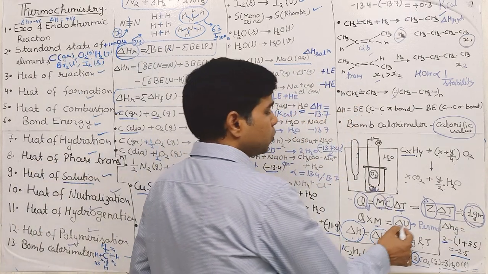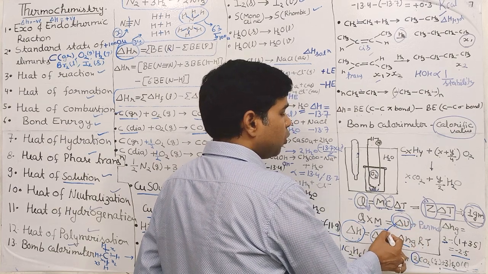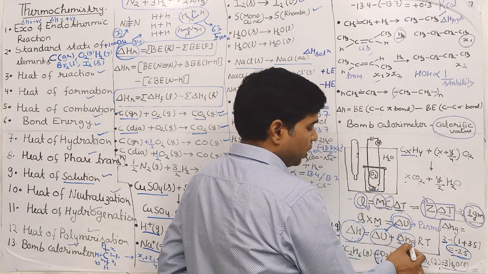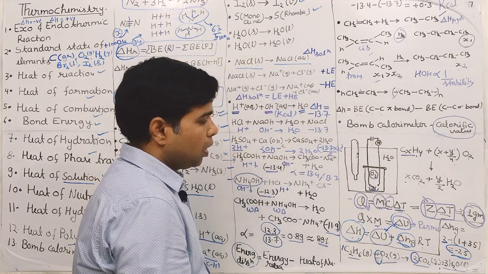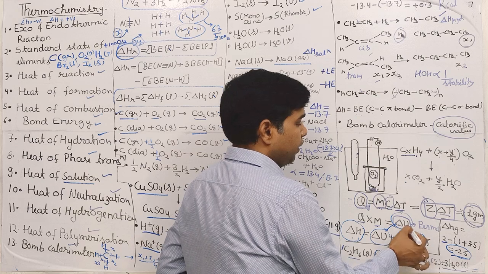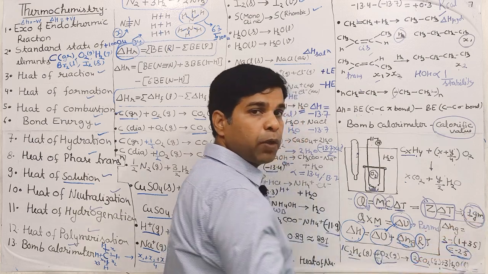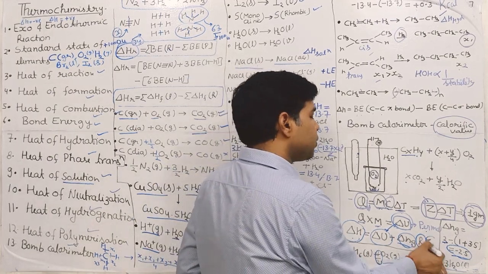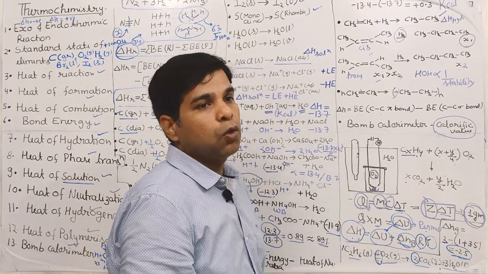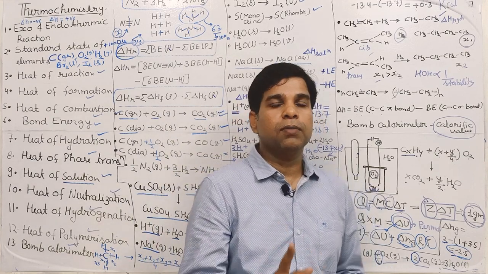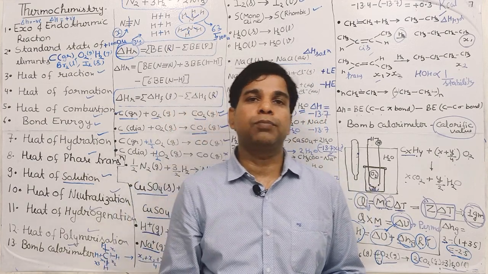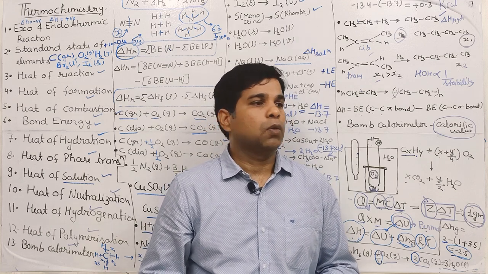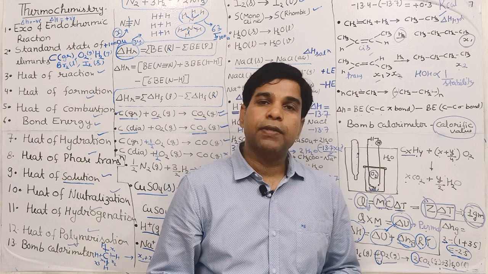So delta U, you know from the bomb calorimeter. Delta ng, you know from the equation balancing. For R, if it is given in joules, write the value 8.314. If it is given in calories, write the value approximately 2. And the temperature has to be mentioned in the question. If the temperature is not given to us, remember all these processes occur at room temperature, that is 298 Kelvin. Okay, so that's all from my side today. Thank you.